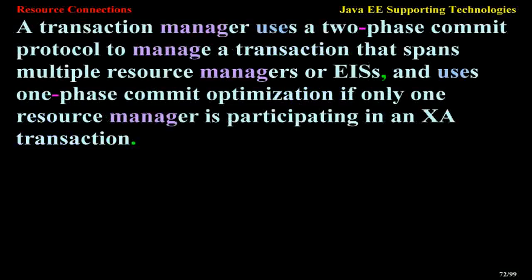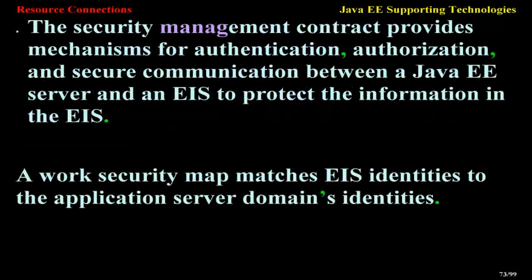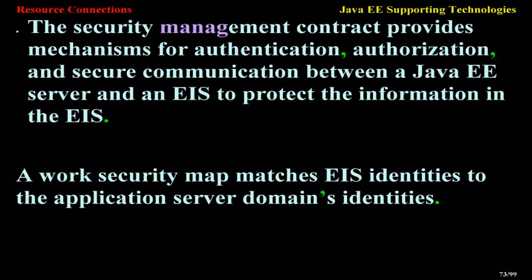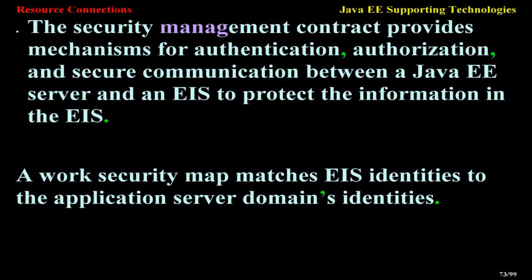A transaction manager uses a two-phase commit protocol to manage a transaction that spans multiple resource managers or EISs, and uses one-phase commit optimization if only one resource manager is participating in an XA transaction. The security management contract provides mechanisms for authentication, authorization, and secure communication between a Java EE server and an EIS to protect the information in the EIS.